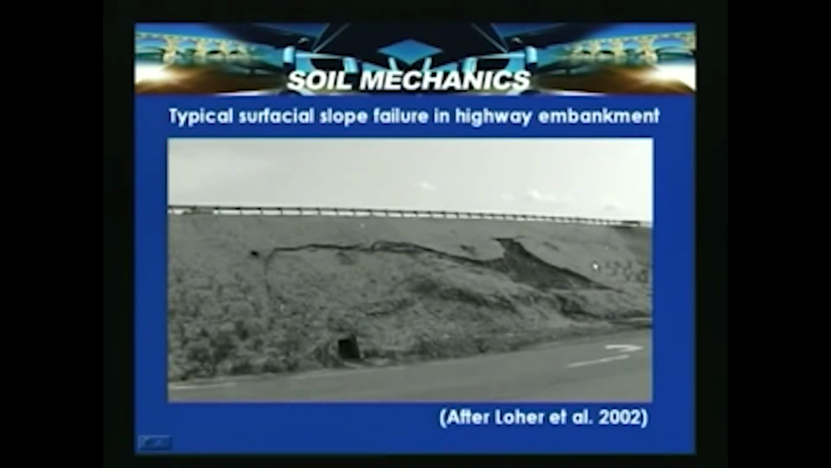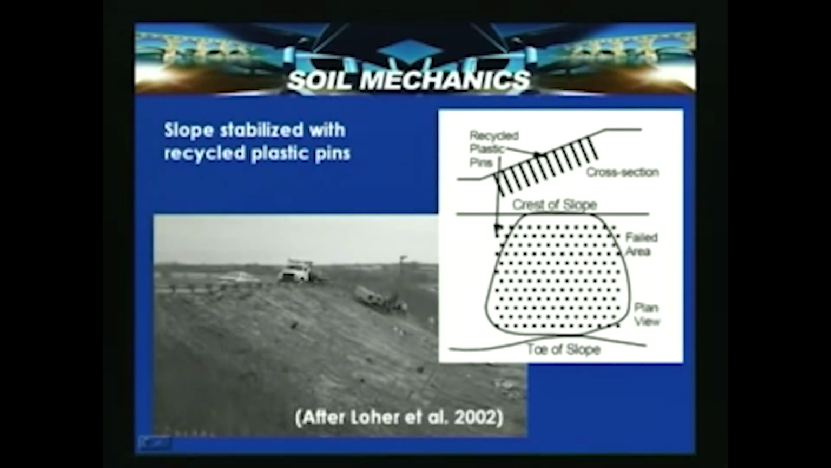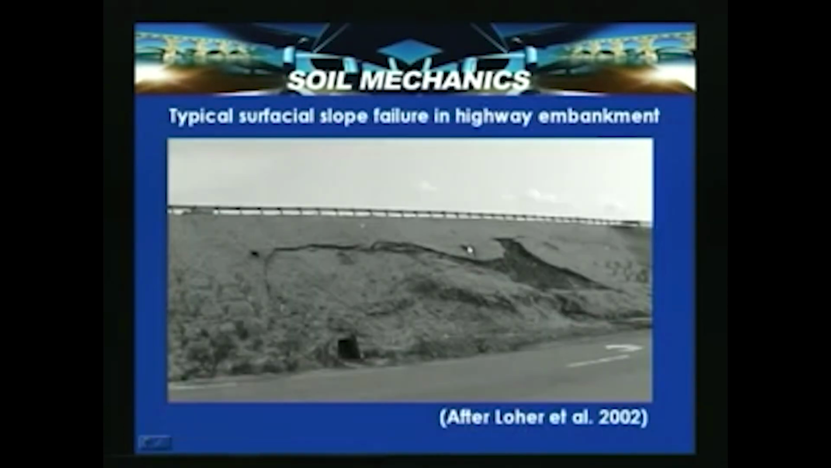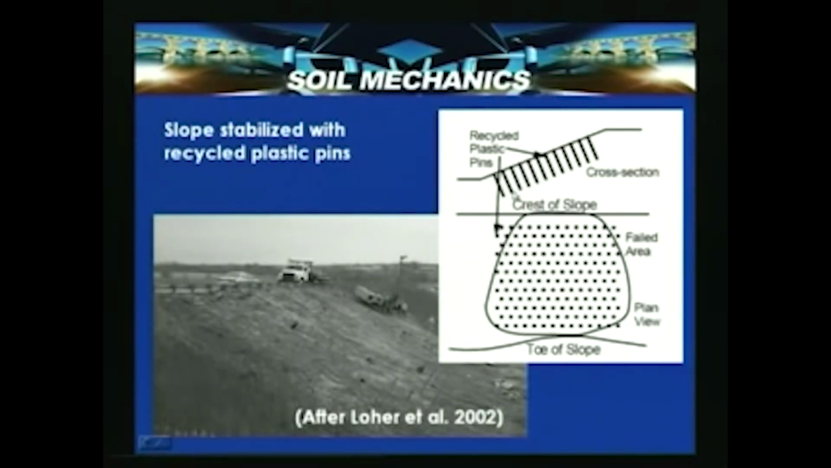And here a typical surficial slope failure in a highway embankment is shown, after Loehr et al. 2002. You can see, for a transportation or highway embankment, how a typical slope is subjected to a surficial slope failure. So, here, to improve the stability of the slope, recycled plastic pins were used and driven into the slope. So, this unstable portion was retained by driving recycled plastic pins into the slope.